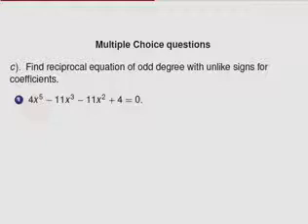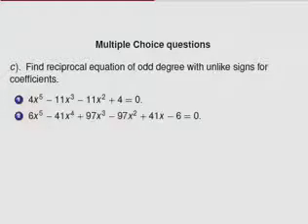So when I compare a naught and an, this one is like signs, 4 is equal to 4, that is a naught is equal to an. Similarly, the next one, 6 x to the power of 5, which means it is an odd degree, and a naught is 6 and an is minus 6, that is unlike signs for the coefficients.